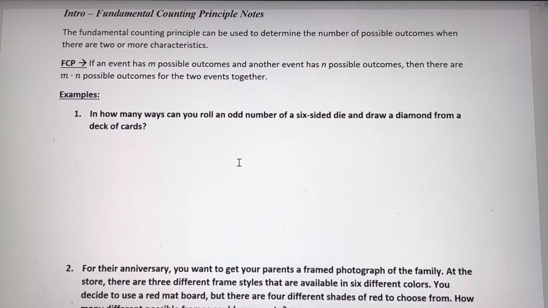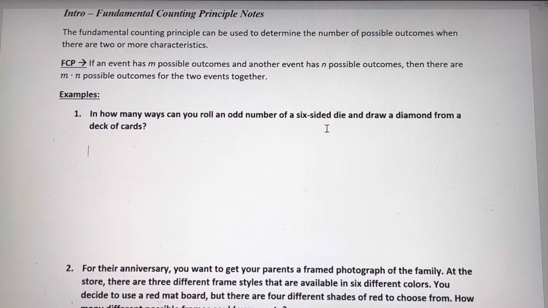So we've got three example problems here. Number one, in how many ways can you roll an odd number on a six-sided die? That's the first event. And the second event is to draw a diamond from a regulation deck of cards. If you don't know how a deck of cards is broken down, you really need to look into that, because when we're teaching probability, we're going to use a lot of card examples.